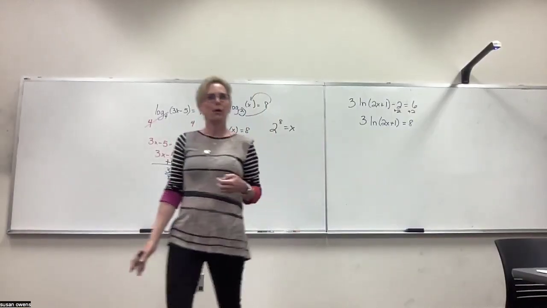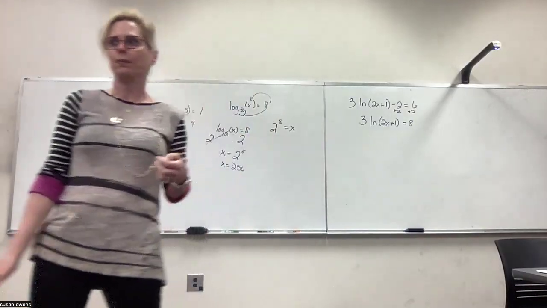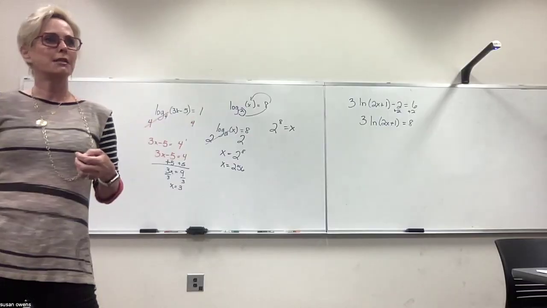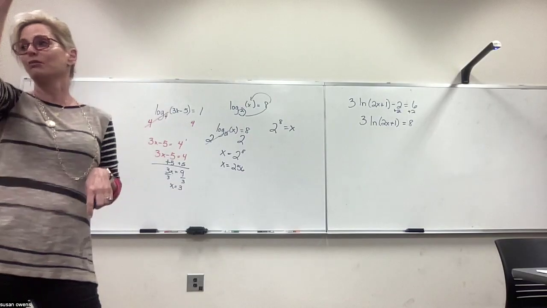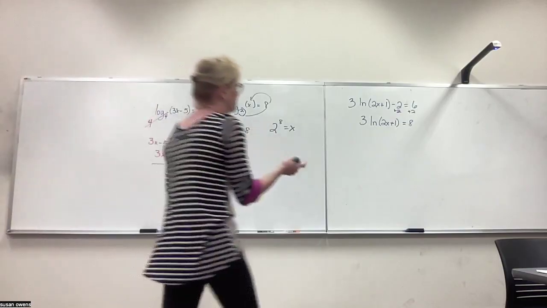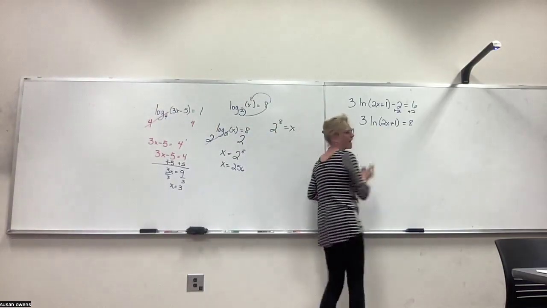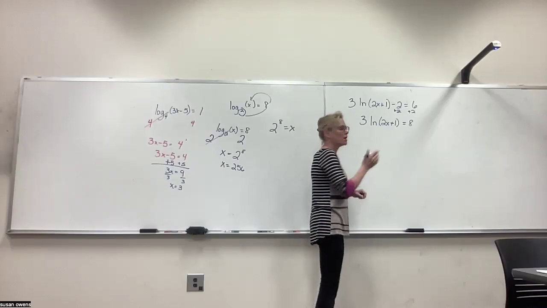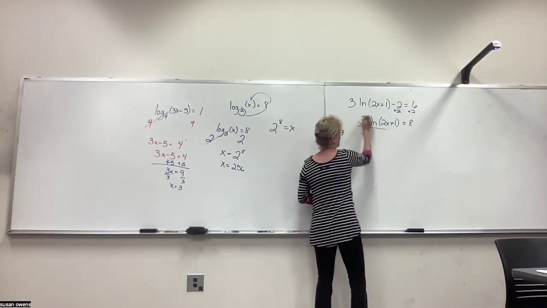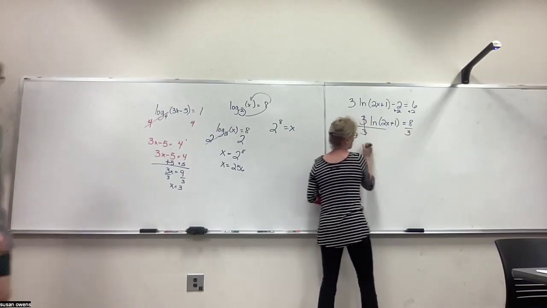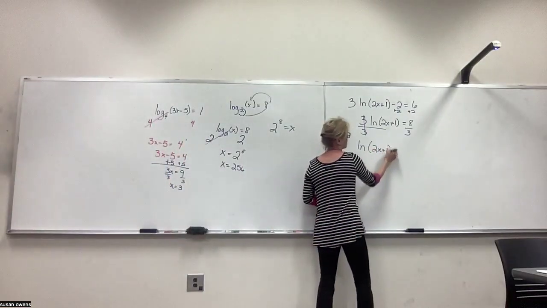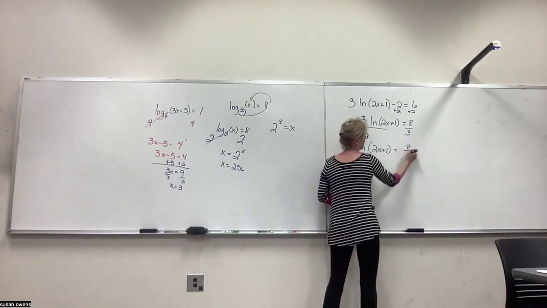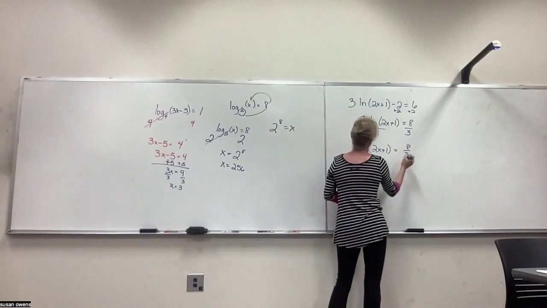Okay. What next should we do? Divide both sides by 3. I think it's going to be the easiest thing. The other thing that you could do would be to take that 3 up, but to cube this would actually be somewhat difficult to do. So I would suggest dividing by the 3 first. So we have ln of 2x plus 1 is equal to 8/3.